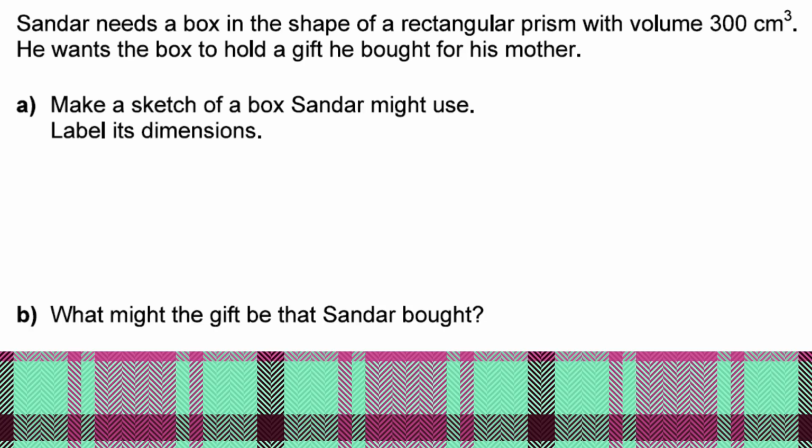In the next section, the next question asks, Sandar needs a box in the shape of a rectangular prism with volume 300 centimeters squared. He wants the box to hold a gift he bought for his mother. You need to make a sketch of a box Sandar might use and label its dimensions. And also think about what the gift might be that Sandar bought. Remember, the volume will be 300 centimeters cubed.